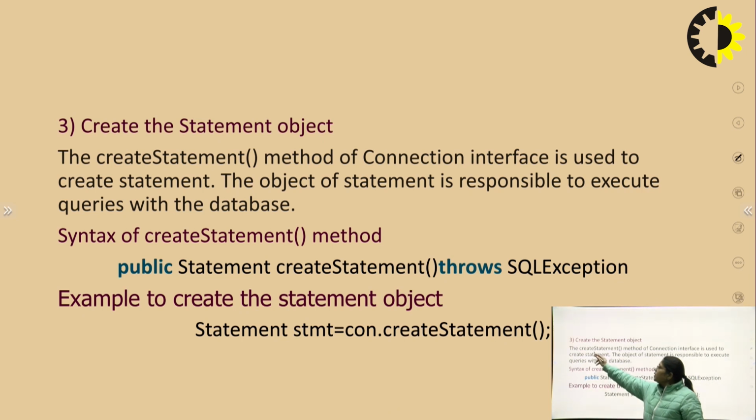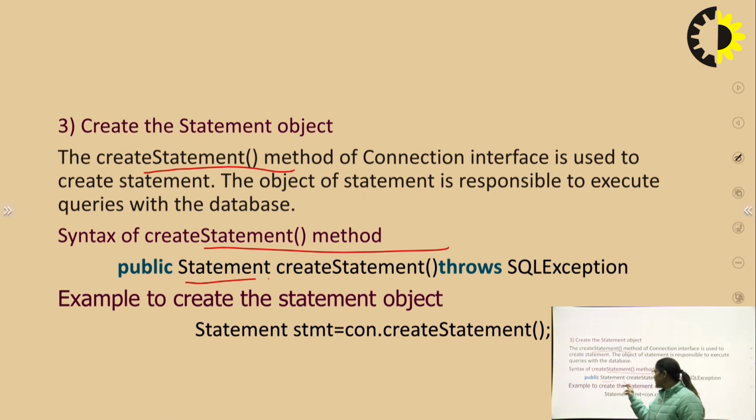So we have to create the statement method for the Connection interface that is used to create the statement. The Statement object is responsible for executing the query with the database. If I want to execute a query with the database, we need to create the object of that statement. What is the syntax of this statement method?